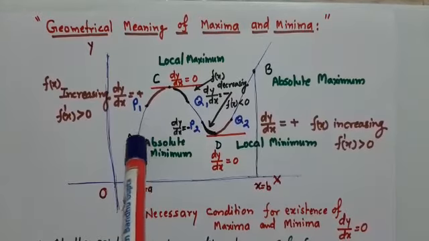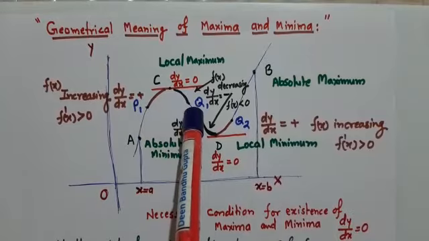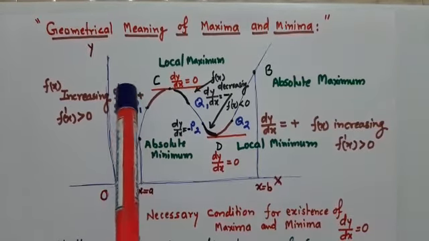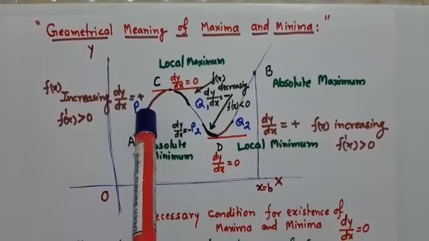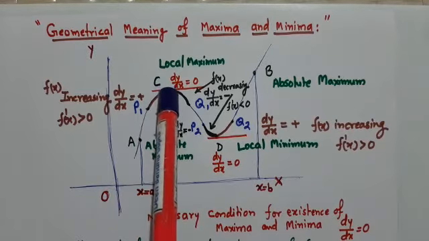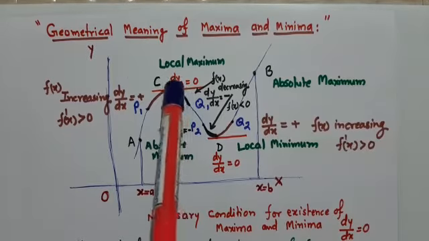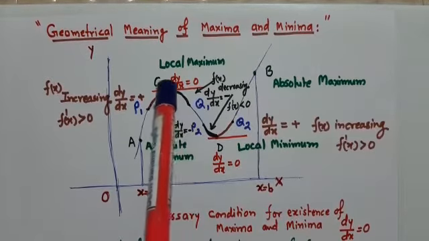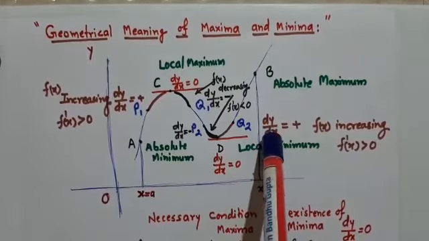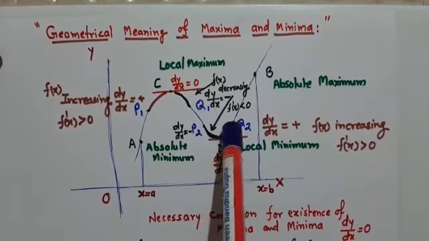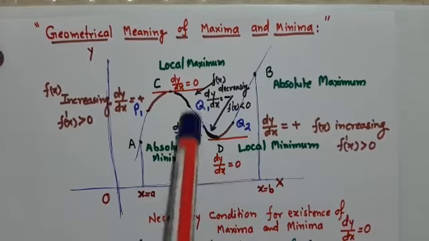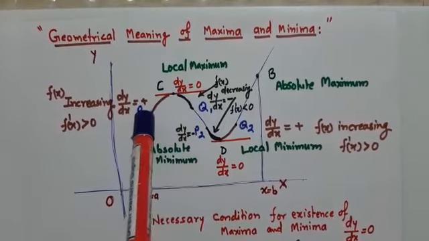At the point where the curve turns, firstly dy upon dx is positive for this function, then dy upon dx is negative for this function because it is decreasing, and at the point c dy upon dx equal to 0. Same condition here. For this curve decreasing, dy upon dx is negative, and for this dy upon dx is positive. Here the function is increasing, here decreasing, here decreasing, and here increasing.